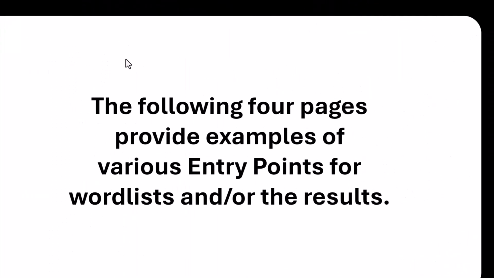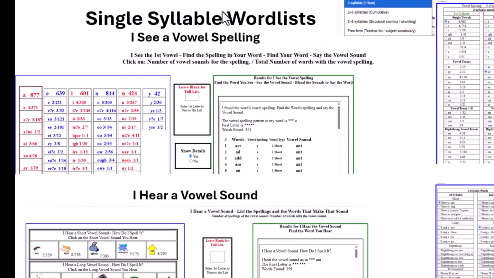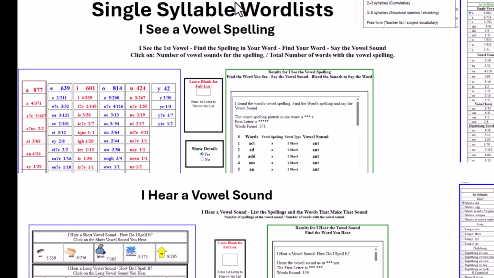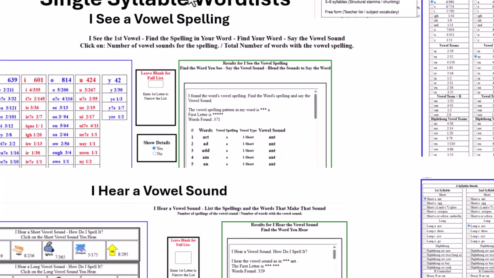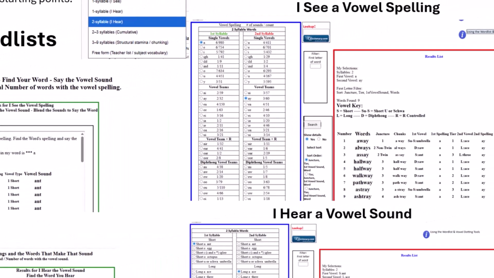3-Click Spelling provides 6 preset entry points and 1 free-form entry point for developing training and review word lists. The first 4 entry points provide very explicit lists. 2 entry points for single-syllable words with a text-to-speech focus and a speech-to-text focus. The other 2 entry points are for 2-syllable words. Again, one having a text-to-speech focus and the other a speech-to-text focus.